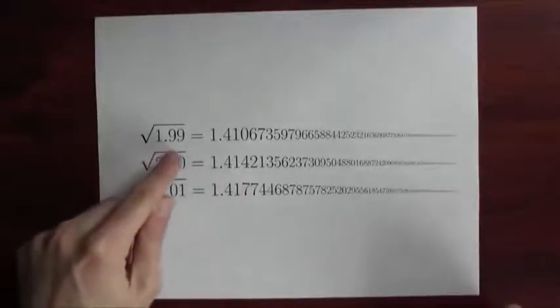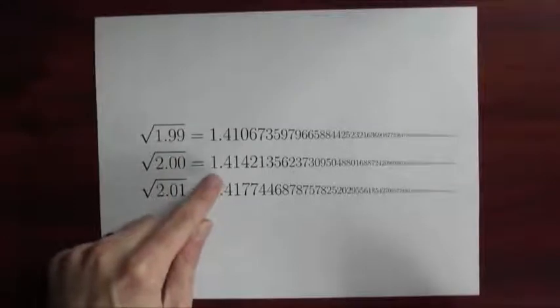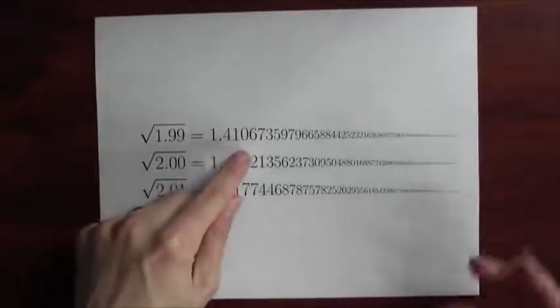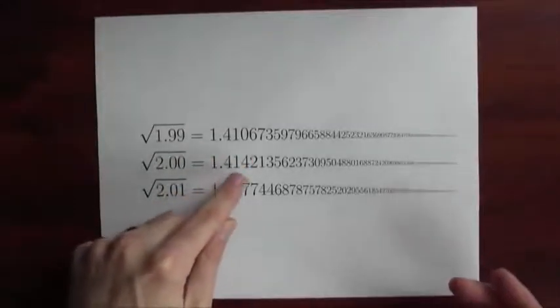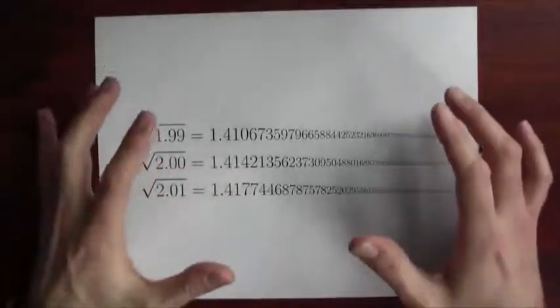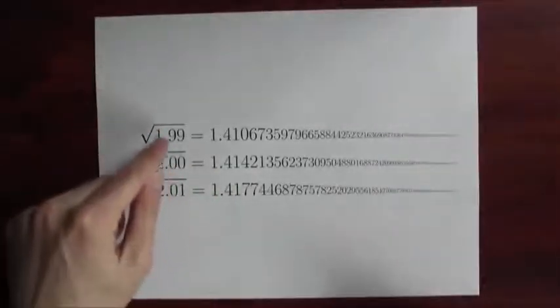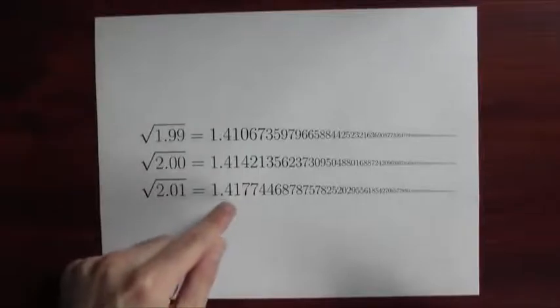What's the square root of 1.99? Well, it's also really close to the square root of 2. It's 1.410 and a bit more, which is really close to 1.414. The point here is that nearby inputs are producing nearby outputs.